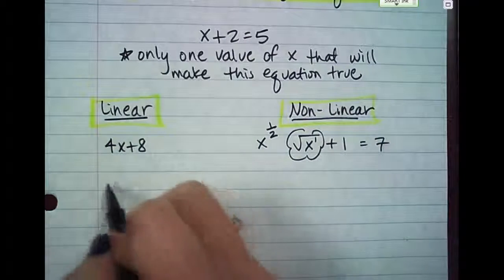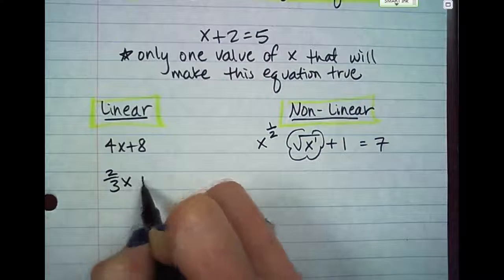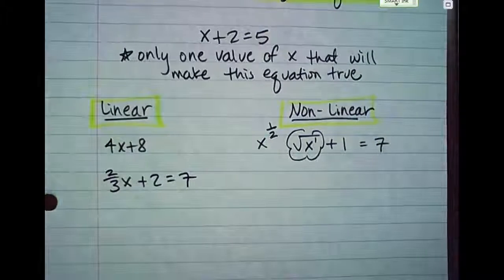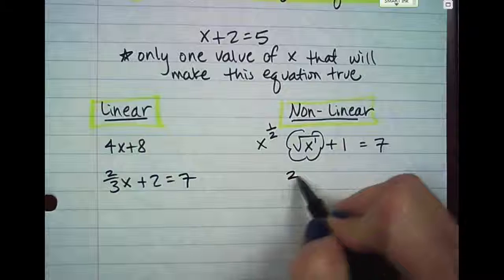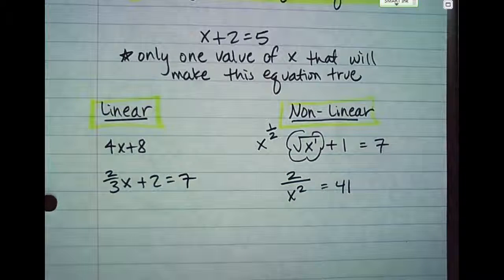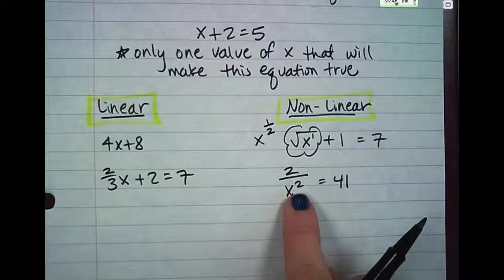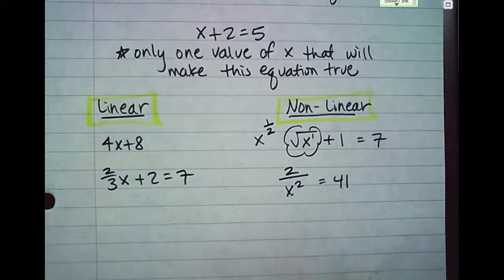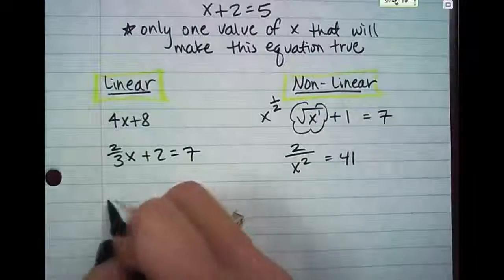Okay, let's go to the next one. 2/3 x plus 2 equals 7. If you graphed it, would that make a straight line? Absolutely. How about something like this? 2 over x squared equals 41. What's the power of x on that problem? Good. So is it going to be a straight line? No. Technically it's -2, right? You actually write that as x to -2.